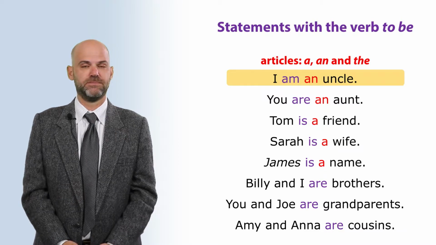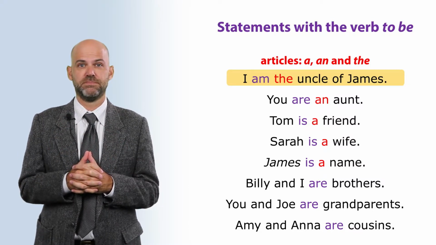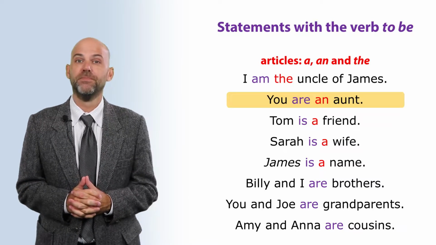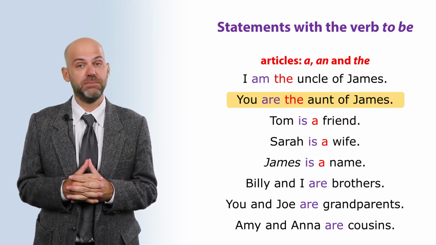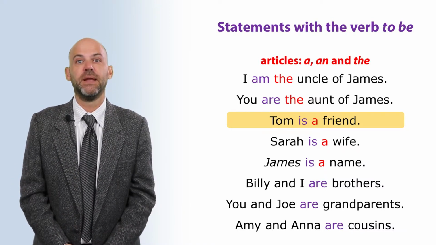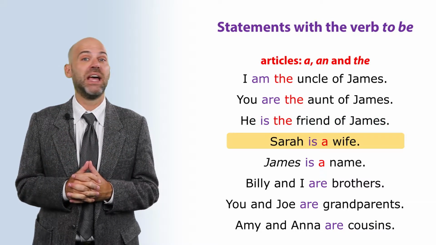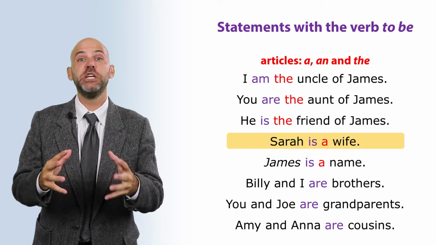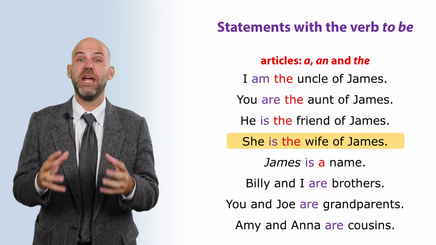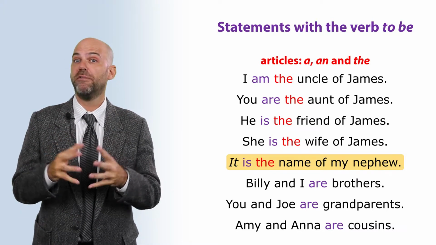I am an uncle. I am the uncle of James. You are an aunt. You are the aunt of James. Tom is a friend. He is the friend of James. Sarah is a wife. She is the wife of James. James is a name. It is the name of my nephew.